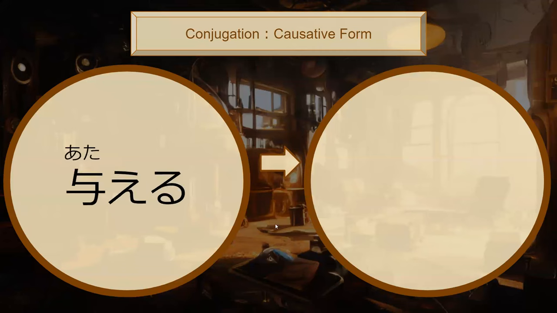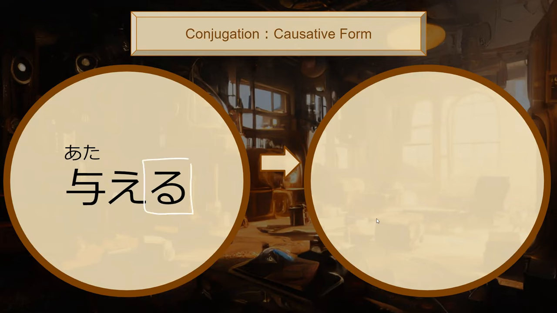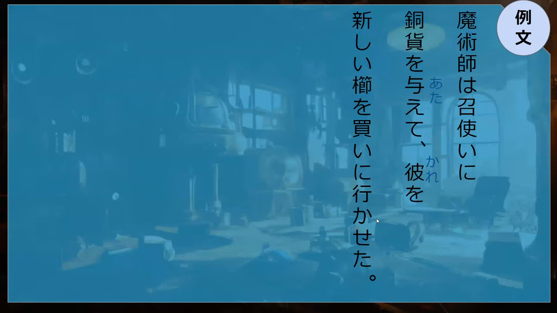What is the causative form of ataeru? This is a new verb. So it's a root verb. So it's atae, causative, root verb. Yep, saseru. Ataesaseru. Perfect. So let's go read this example sentence.